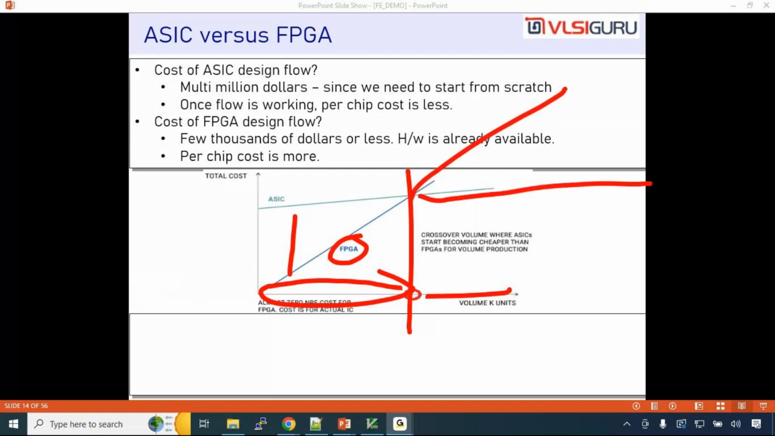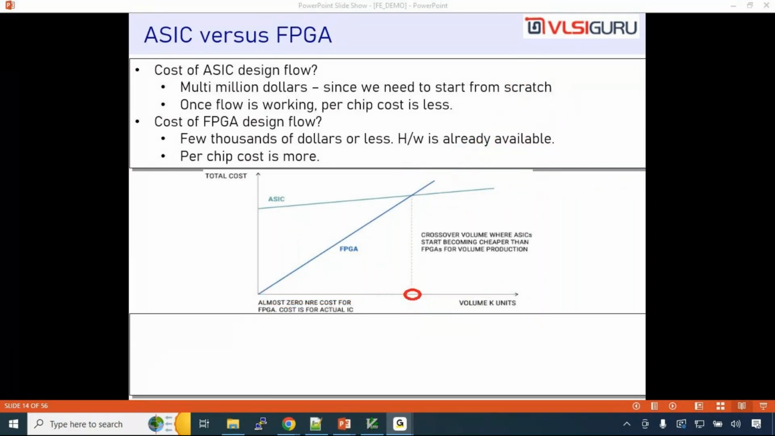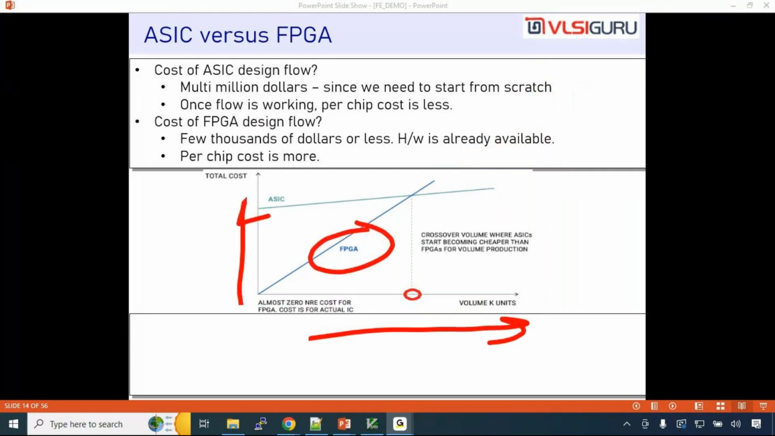This is the cost. That coordinate, the Y coordinate, is what? The cost coordinate. As you increase the number of chips on this side, initially FPGA is better, but at one threshold point, ASIC is better.